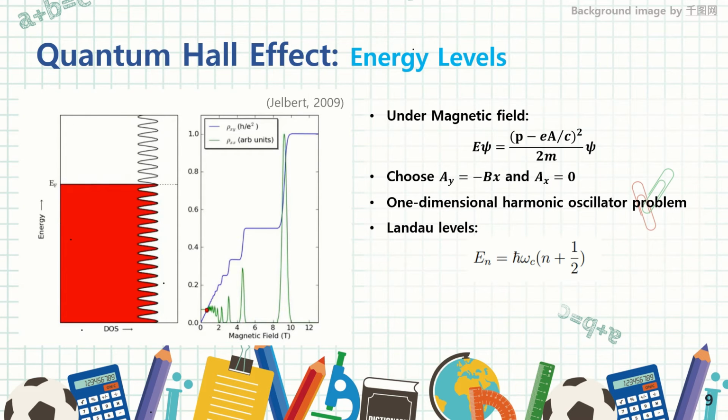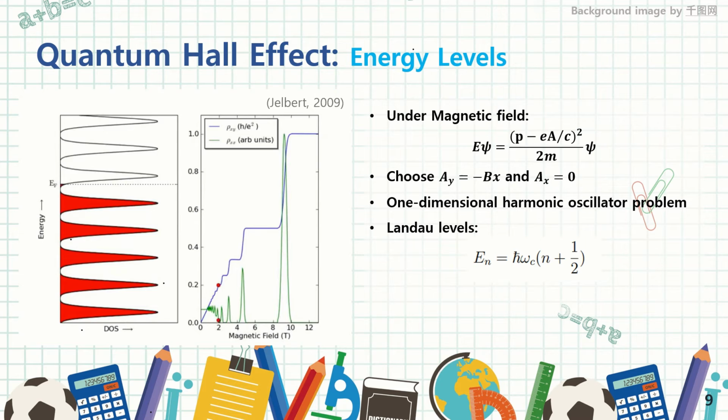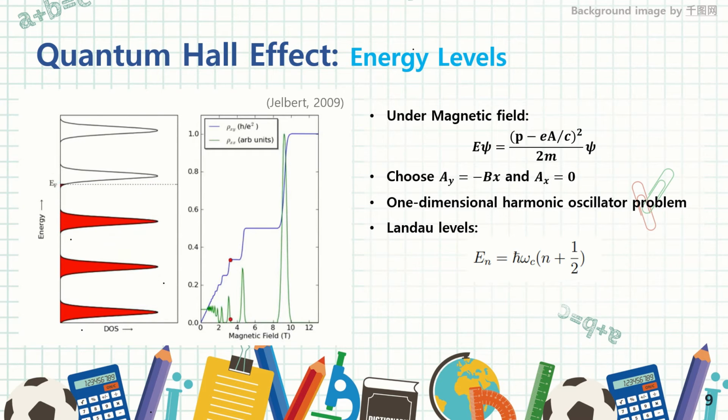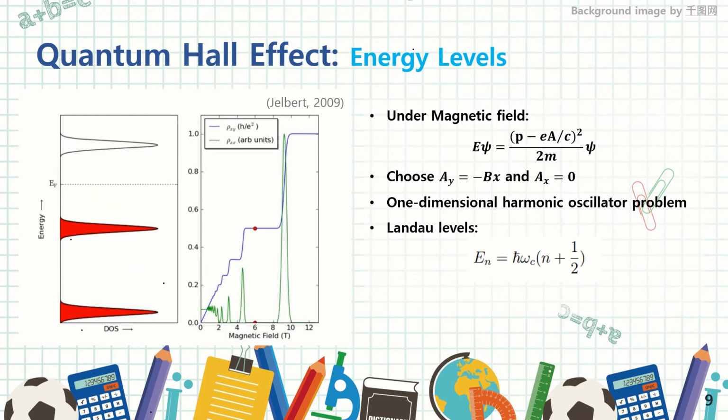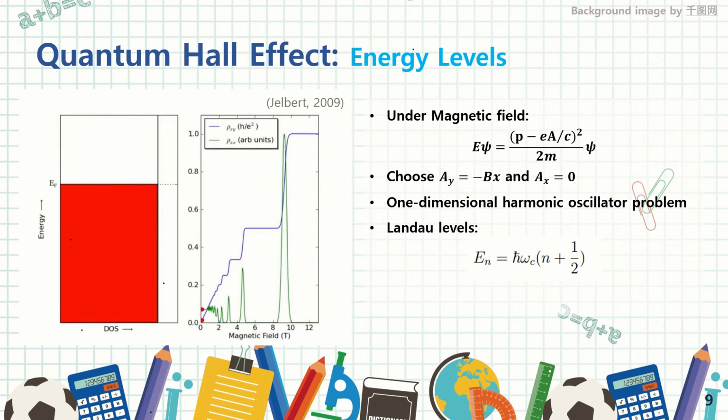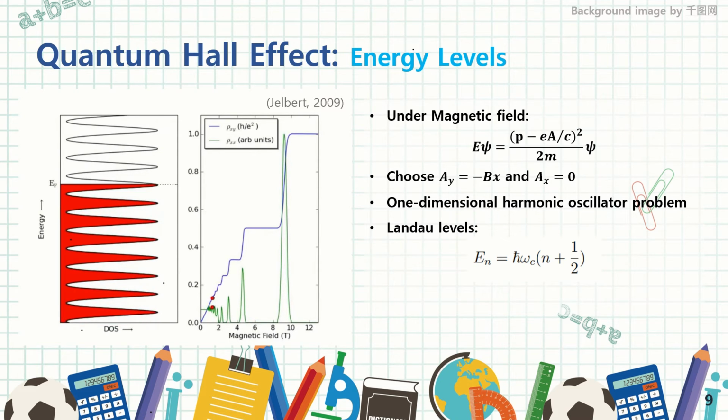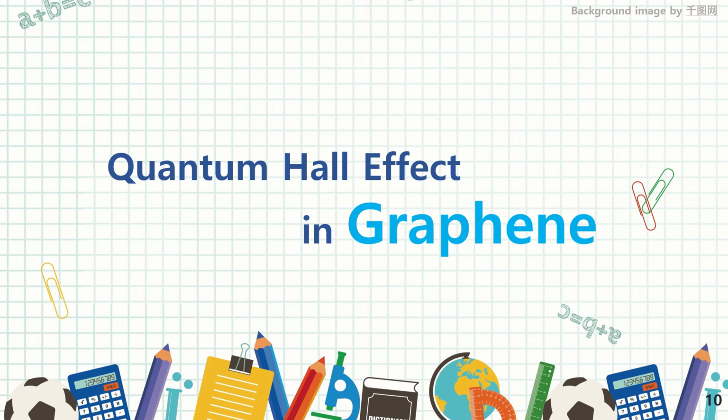As you can see from the equation, the Landau levels in the quantum Hall effect are equally spaced, with the energy difference between each level equal to h bar times omega. So now what if we can create a nearly ideal 2DEG system and subject it to the quantum Hall effect? What will the result be? This question has led to the study of the quantum Hall effect in graphene.